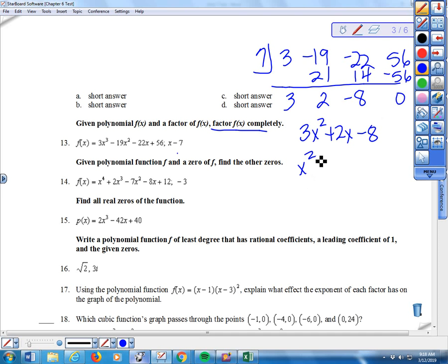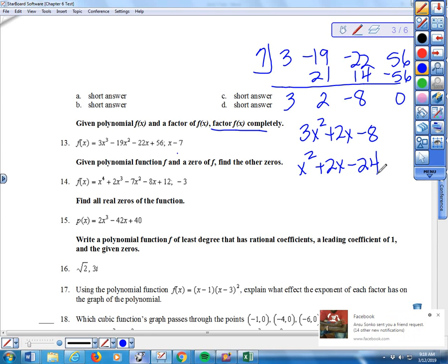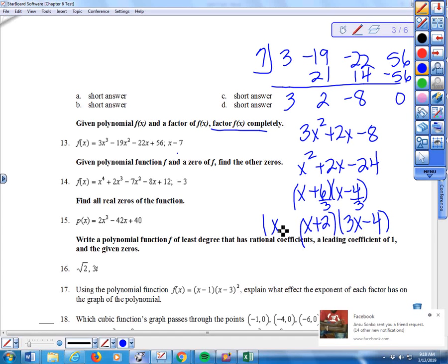x squared plus 2x minus 24, 6 and 4, x plus 6, x minus 4. I have to divide by 3. So this becomes x plus 2 and 3x minus 4. And my original factor was x minus 7. So that's how that polynomial is factored completely. Okay.